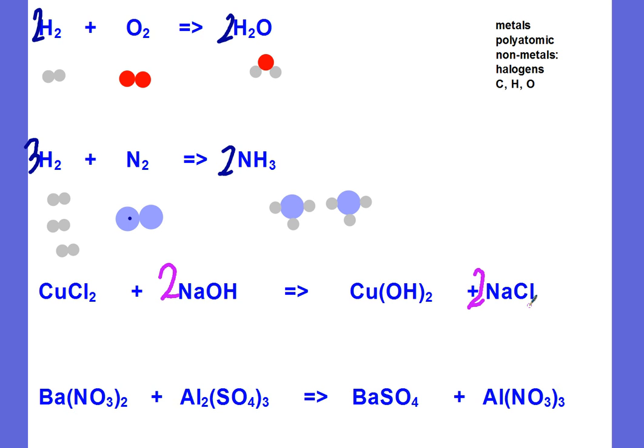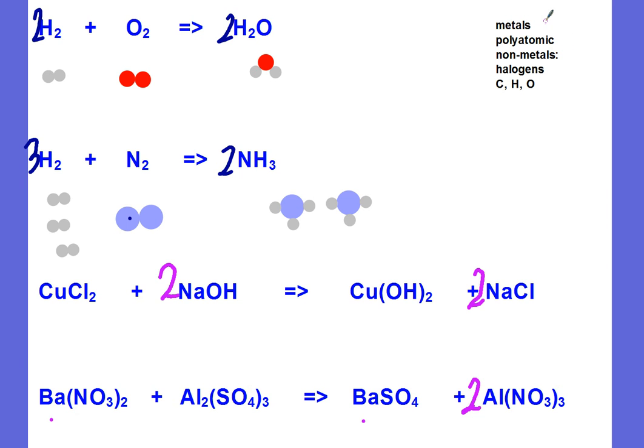First thing as always is to balance my metals. So barium's got 1 atom on the left and 1 on the right, so my bariums are balanced. Next look at aluminium. I've got 2 aluminiums in this aluminium sulfate. I've only got 1 aluminium in aluminium nitrate. That means I need to get 2 aluminiums on the right hand side to balance the 2 on the left hand side. I can't change the formula of aluminium nitrate, but I can have 2 aluminium nitrates, and therefore I've got my 2 aluminium atoms on the right hand side.